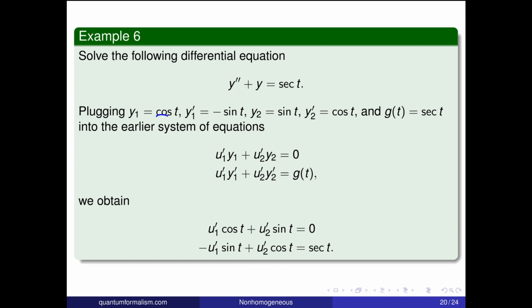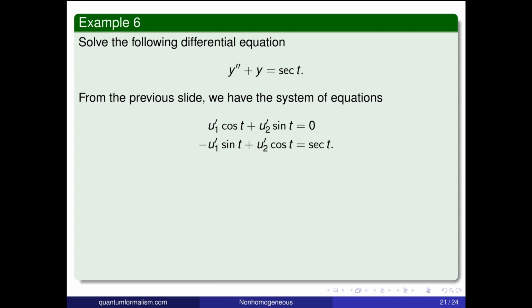y1 is just cosine t, y2 is just sine t, y1 prime is negative sine t, y2 prime is positive cosine t, and then g of t is secant t. All right, so there we go. That's the system of linear algebra equations we're trying to solve.